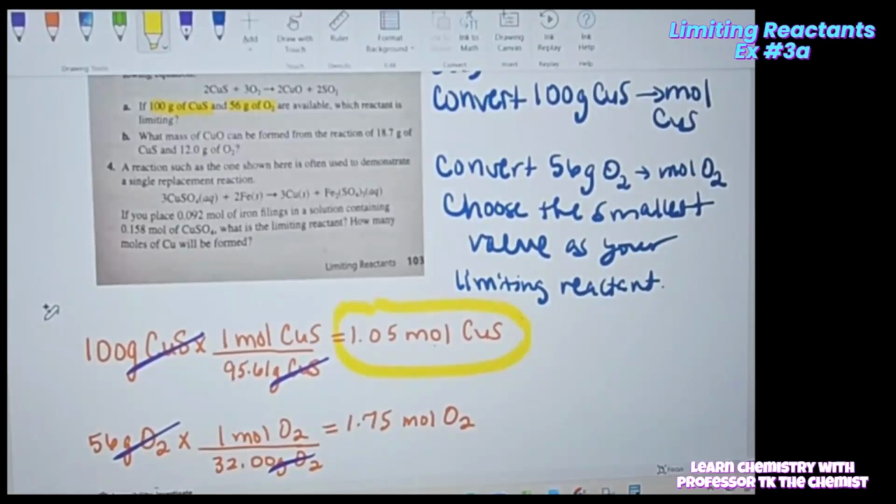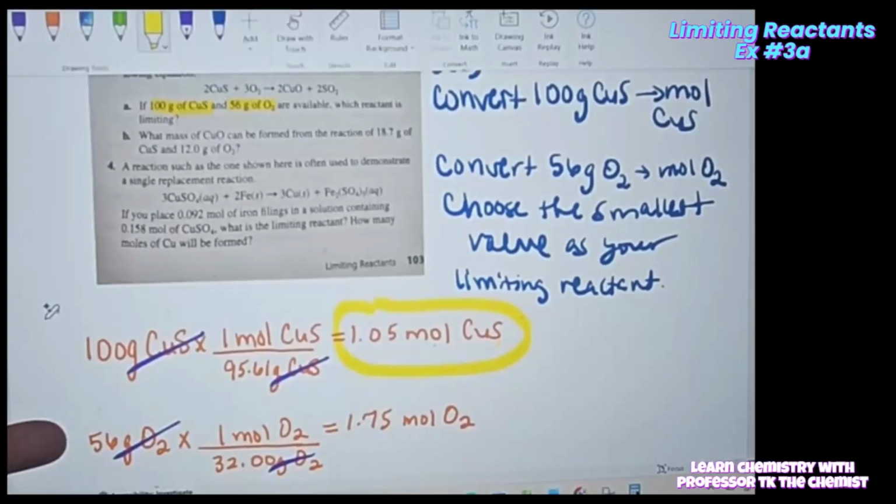Now, you know what? If you would have chosen oxygen, for instance, guess what? If you all would have chosen the 56 grams of oxygen because that number is smaller than copper 2 sulfide, you would have gotten this problem wrong. So this is why you have to go through the steps of converting the grams to a mole, and that's how you know which one is your limiting reactant. Okay?